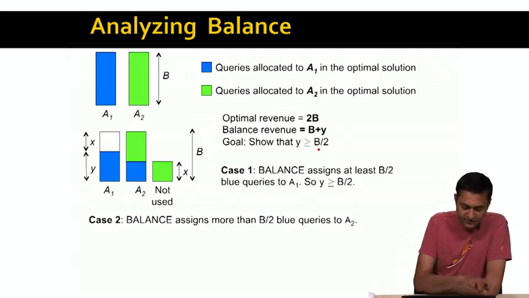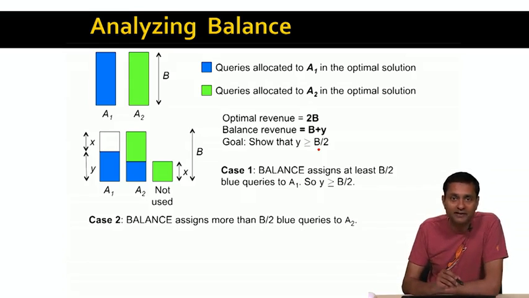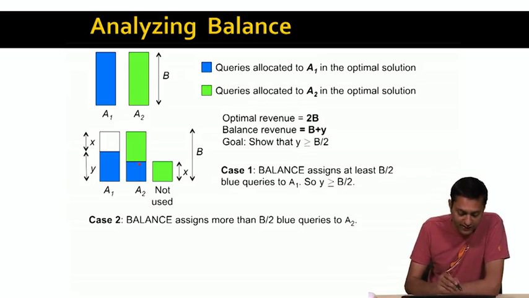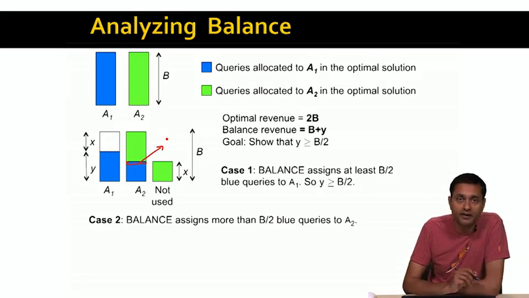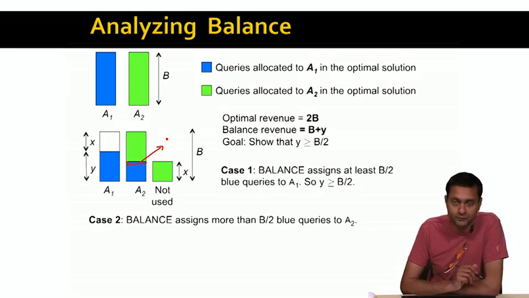Now, the second case to consider is that the balance algorithm assigns less than B/2 blue queries to A1, and therefore, since there are a total of B blue queries that are assigned, it must assign more than B/2 blue queries to A2. Now, when more than B/2 blue queries are assigned to A2, let's consider the last blue query, the query right here, the last blue query that was assigned to A2.